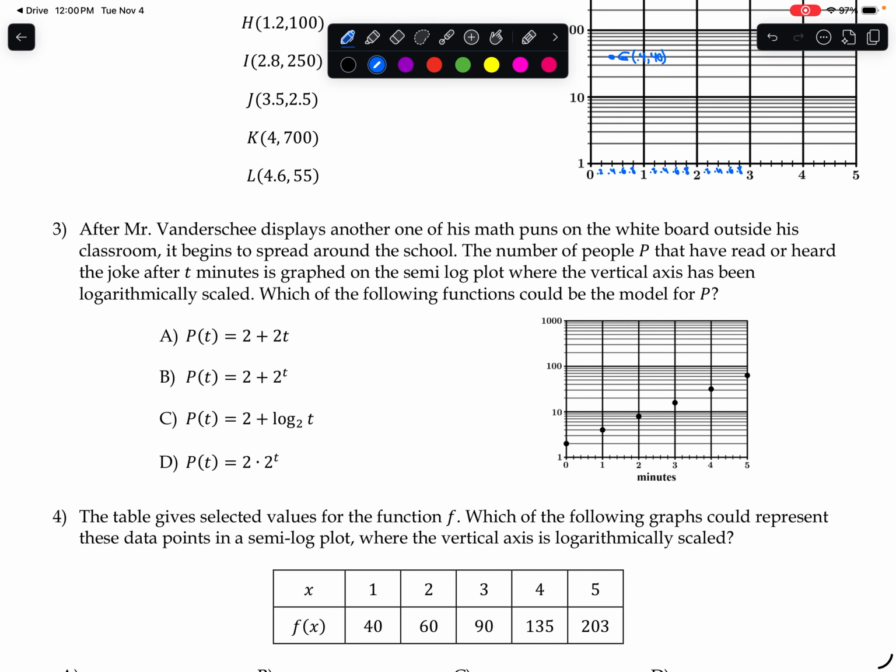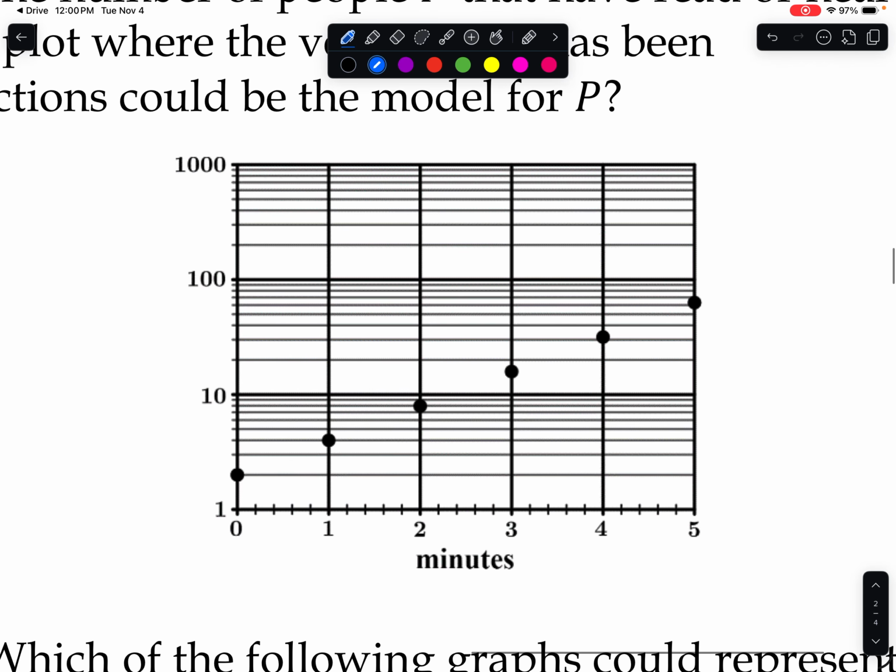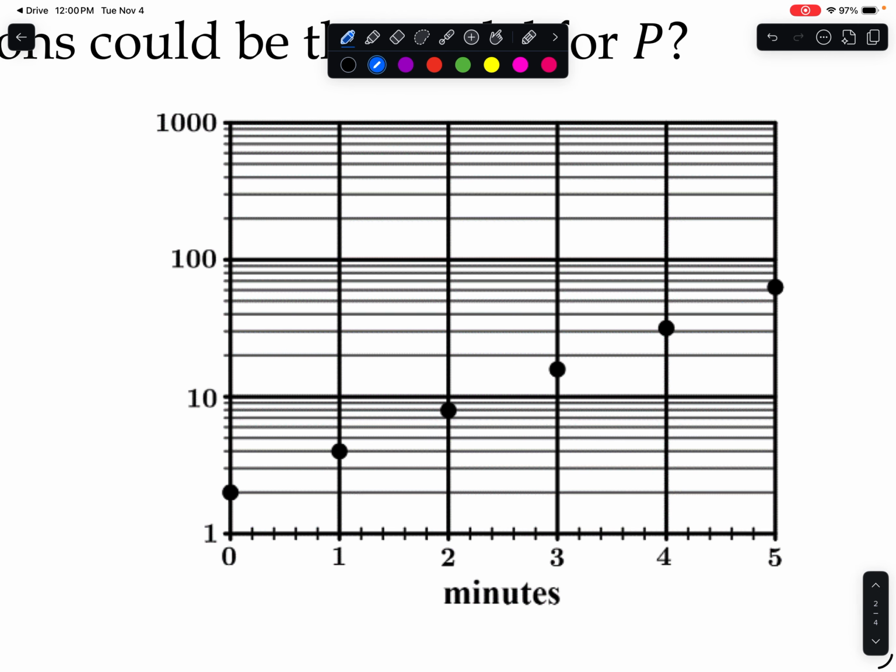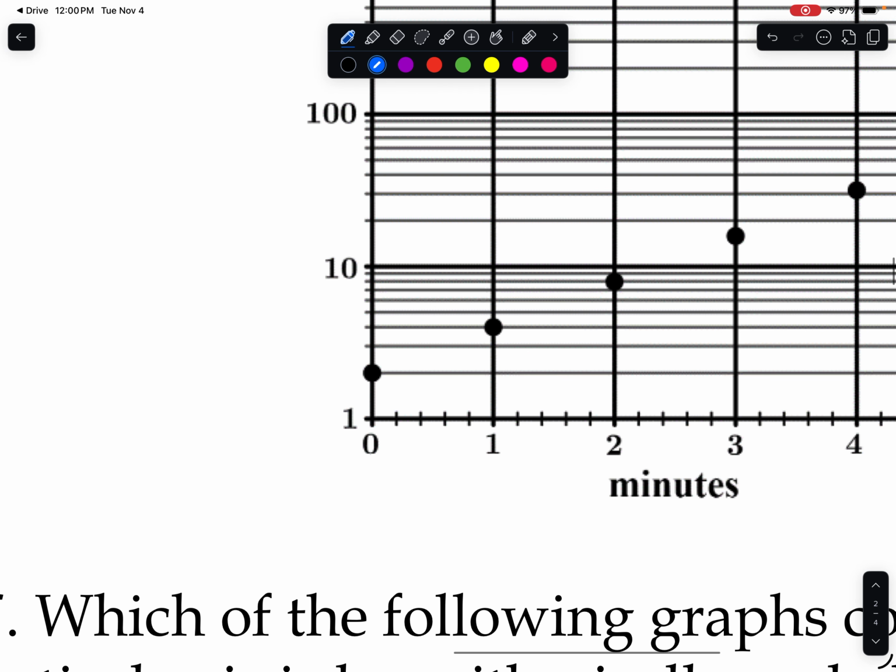So what we're going to look at is we're going to start off with just your semi-log plot in general. And we want to see what identifiable points we can find. So if I look at this first coordinate over here, I know this coordinate right here, based on the semi-log plot, is going to be (0, 2).